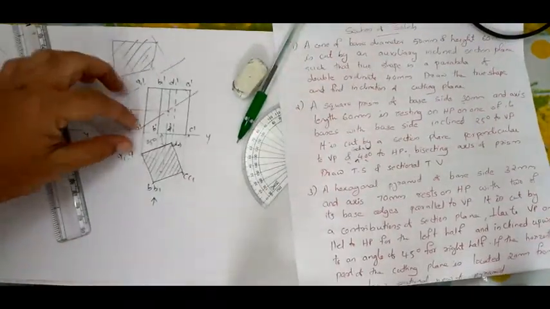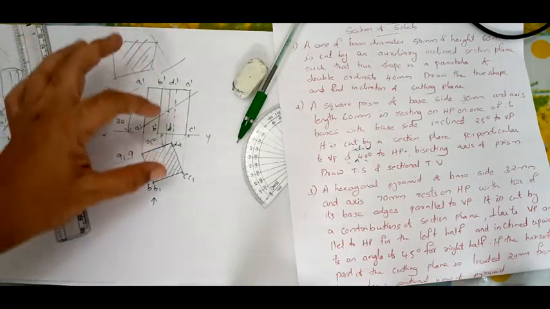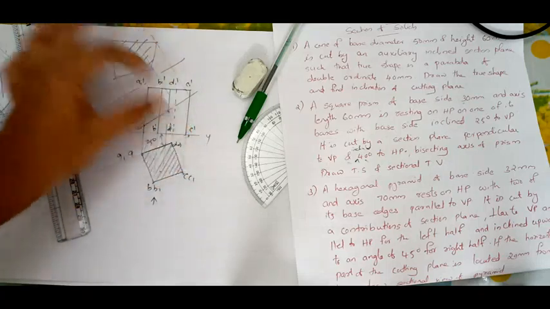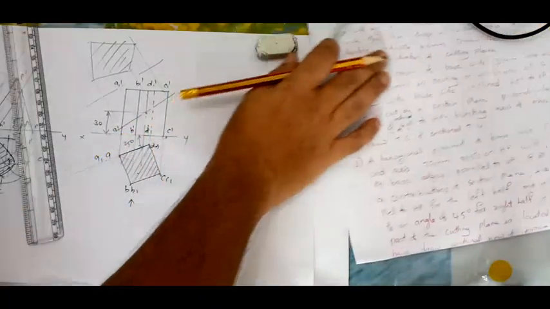So this distance you have to cut it here. Take this distance you have to cut it here. Now take this distance you will be cutting here, and take this distance you will be cutting here. You will be getting the true shape. Simple, right? Second question is very simple.